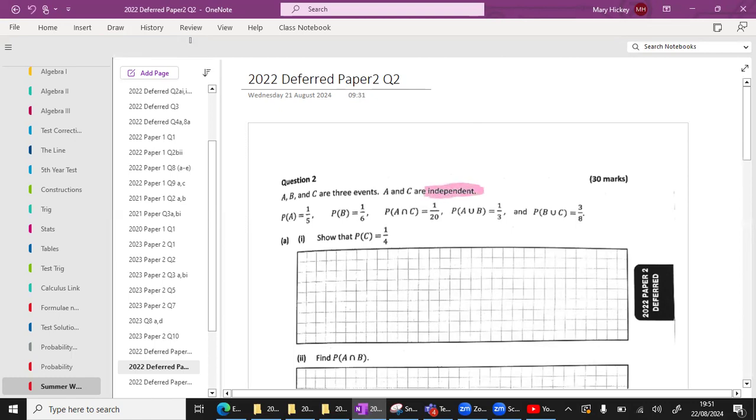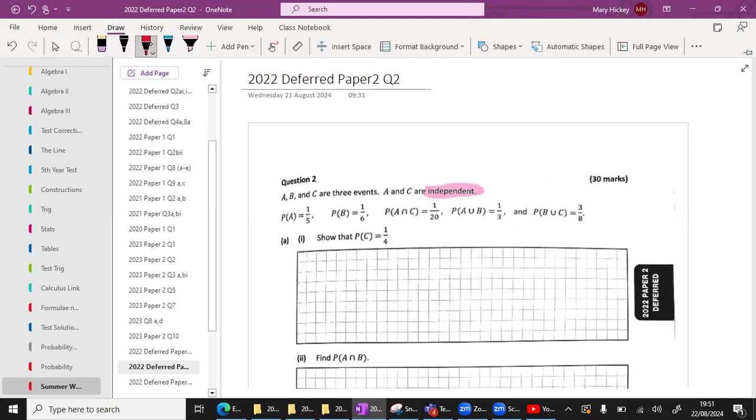Independent basically means one has no bearing on the other. I think the example we used in class was it's raining outside and I get a H1 in my exam. So whether it's raining or not raining, whether you get the H1 or not, one does not have an influence on the other. So we call that, for example, independent.